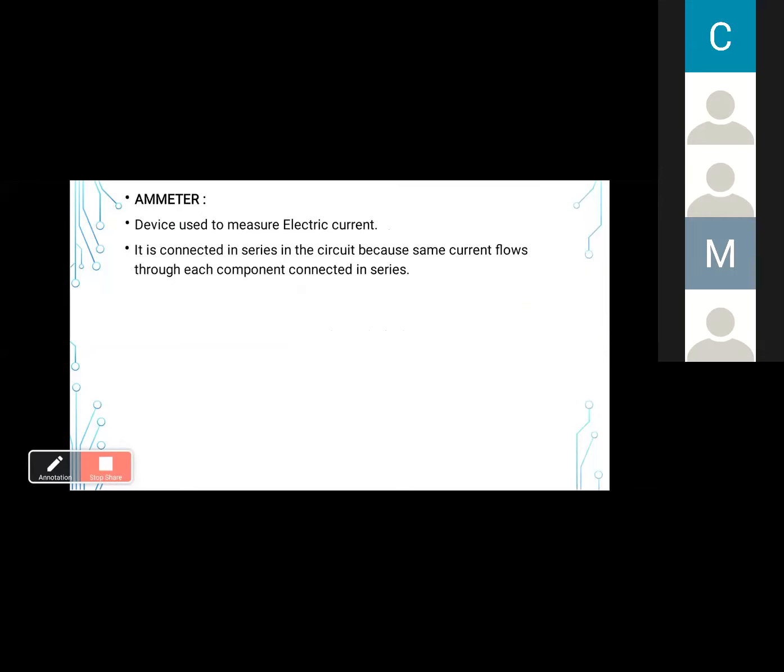That's why we connect the ammeter in series, because we want the same current to flow through the ammeter also, because it is measuring the current. And the third reason is it is of low resistance. Low resistance means a larger amount of current will pass through it. So the same amount of current will pass through the ammeter that is passing through all the other resistances and components. That's why it's of low resistance and connected in series.